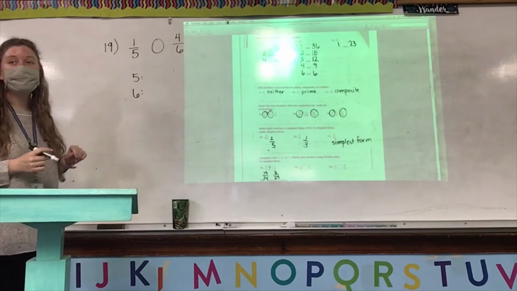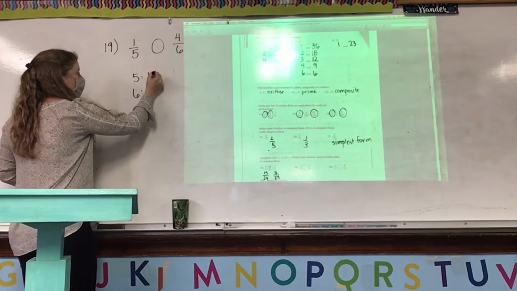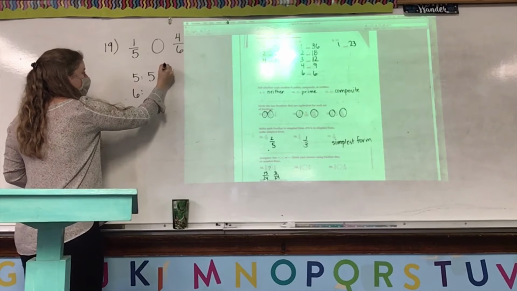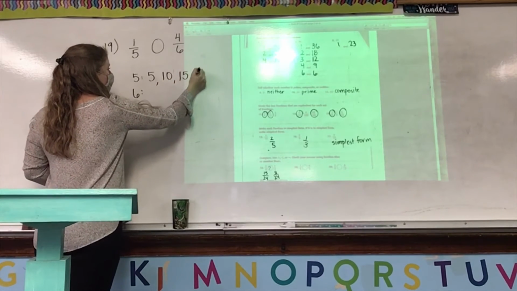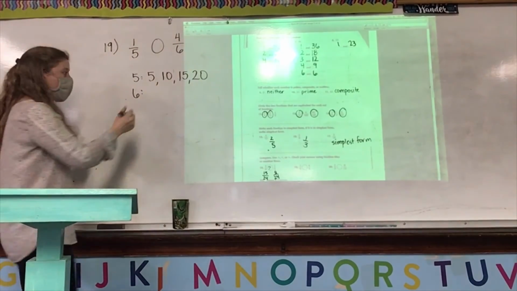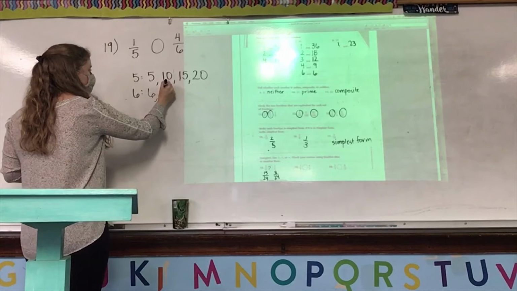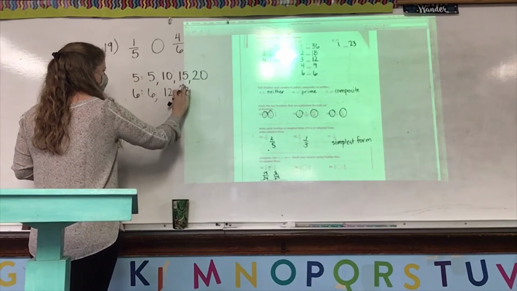First 4 multiples of 5: 5, 10, 15, and 20. Now first 4 multiples of 6: 6, 12, 18, and 24.